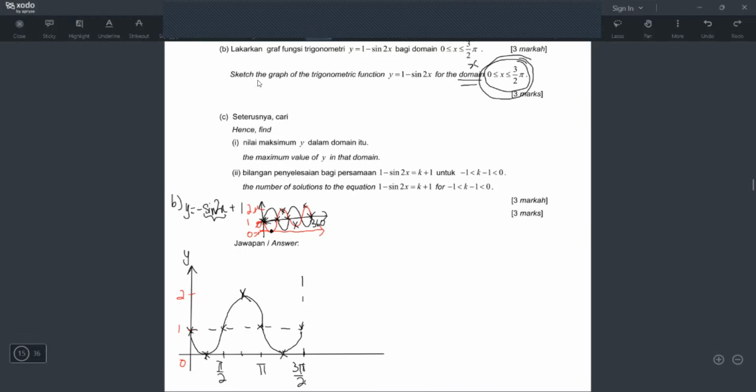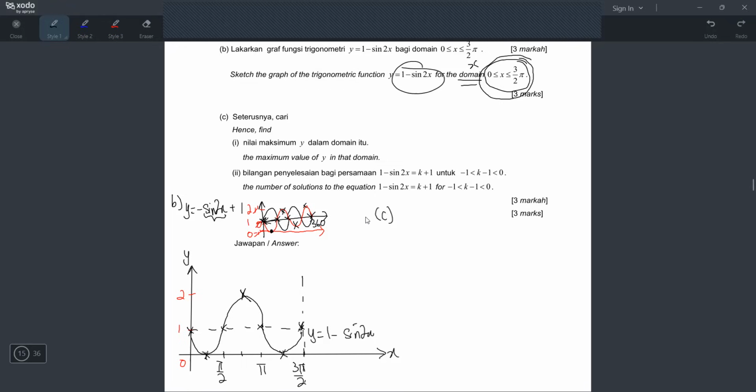Okay, so this is how your graph looks. This is 3 pi over 2, right? And then this is your x-axis. Okay, and don't forget to write the equation: y equals 1 minus sine 2x. Okay, so this is the equation. Hope you understand how I draw the curve.